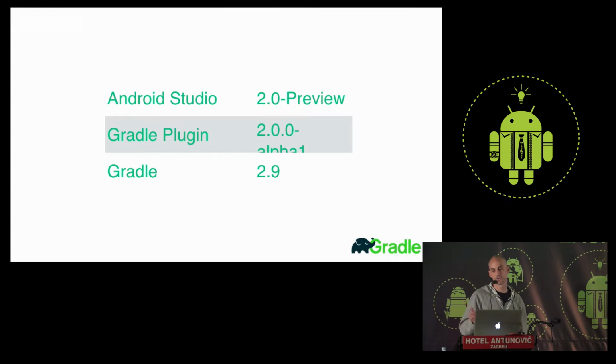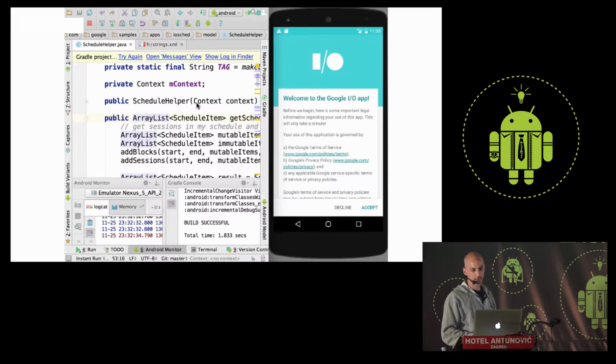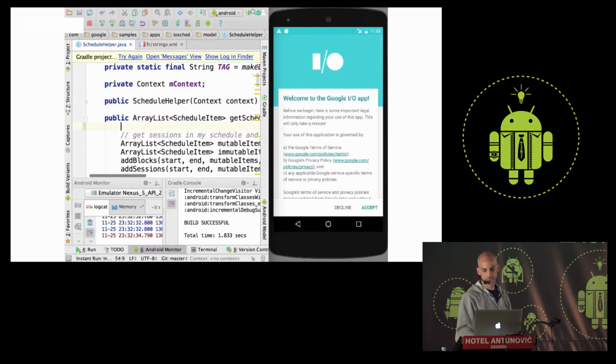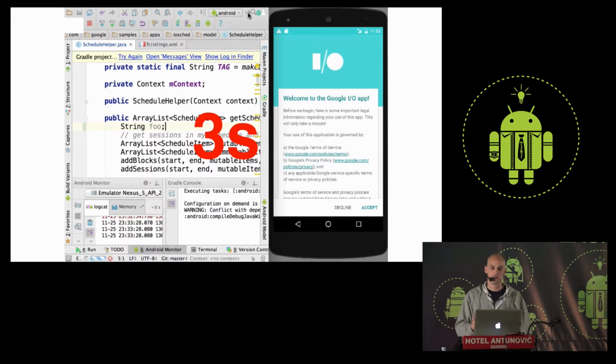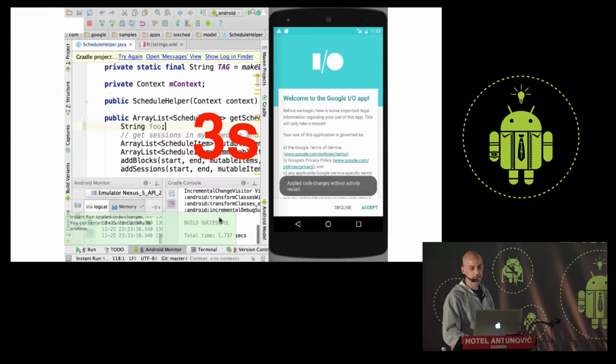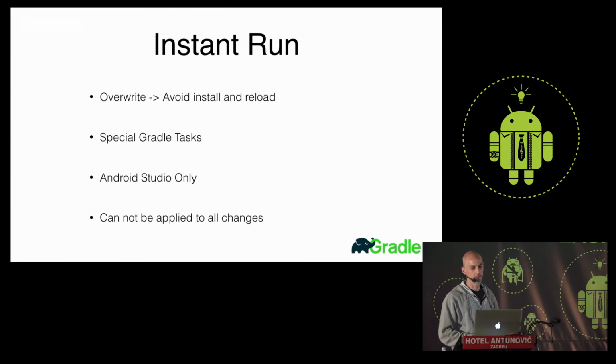If we take Android Studio 2.0 or preview, doesn't matter, I didn't want to change all these numbers, we can run that again. And we don't have to wait this long. This time it takes like 3 seconds. So it went down from 27 to 3 seconds. And again, most of what I showed you is really the merit of the Android team.